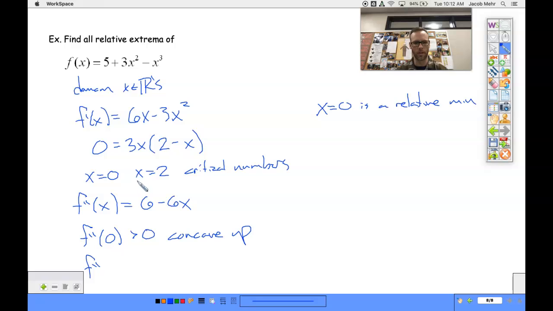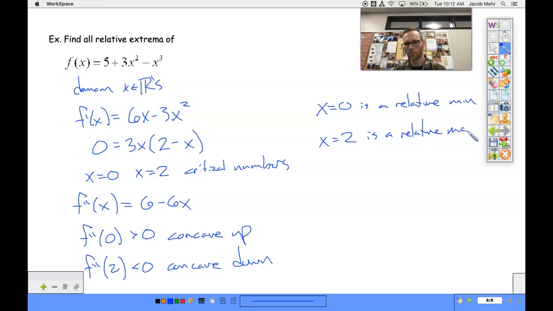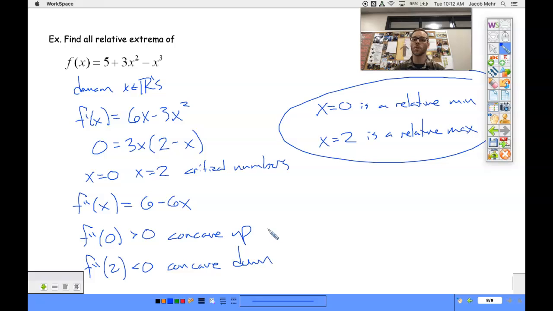How about our other critical number? f double prime of 2. Substitute 2 in here. 6 minus 6 times 2 is negative, which tells me it's concave down. And if it's concave down, it must be a maximum. So look how easy that second derivative test is on this problem. We work through the first derivative, get our critical numbers. We take our second derivative, and we substitute our critical numbers in to determine if it's concave up or concave down.